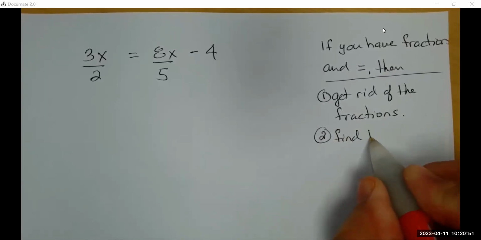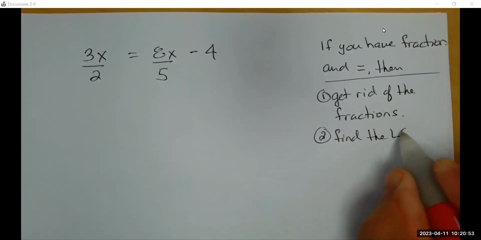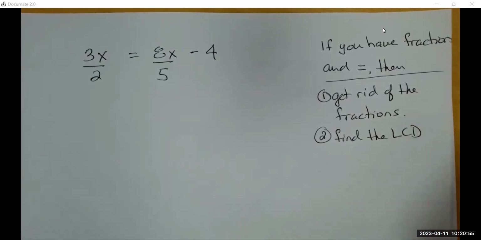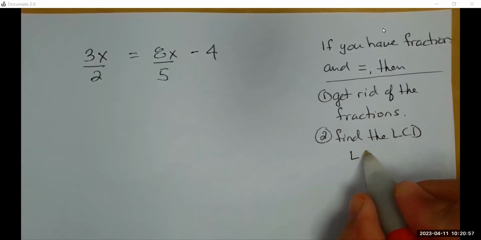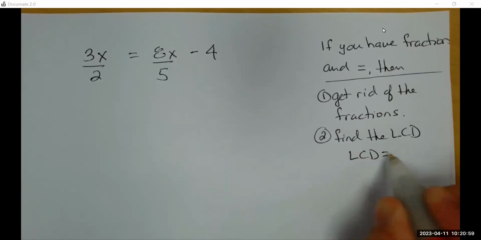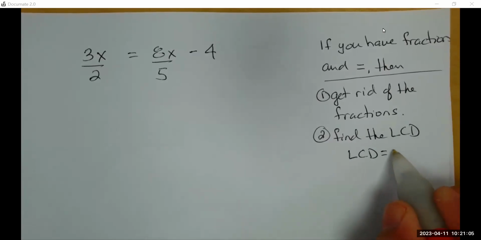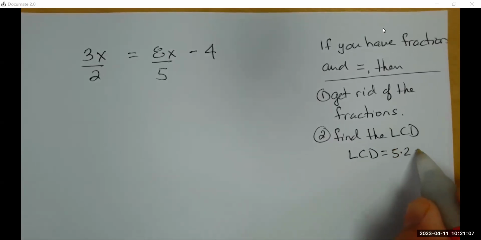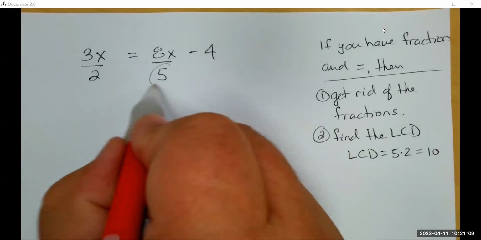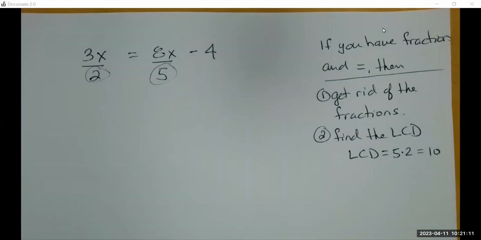First, find the LCD, the least common denominator. In our case, the LCD is what? It's 5 times 2, which is 10, because it's the two bottom numbers, since they're both prime numbers.